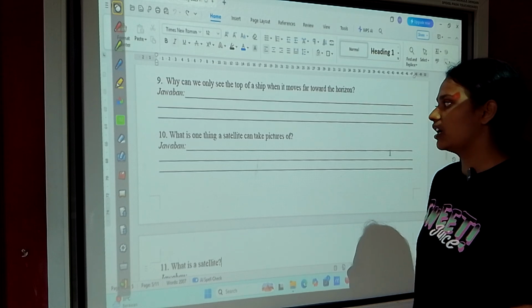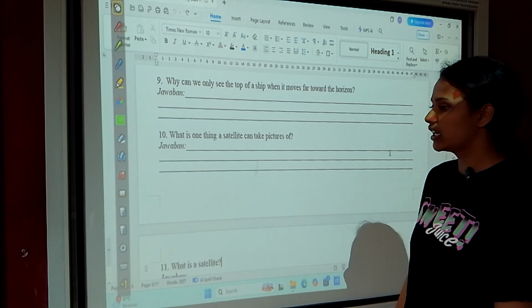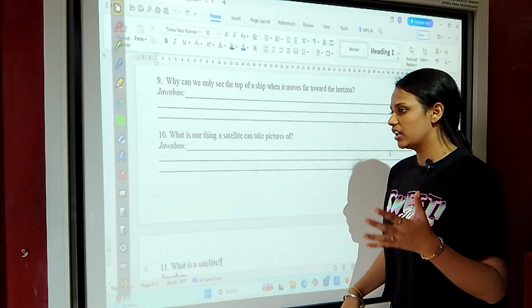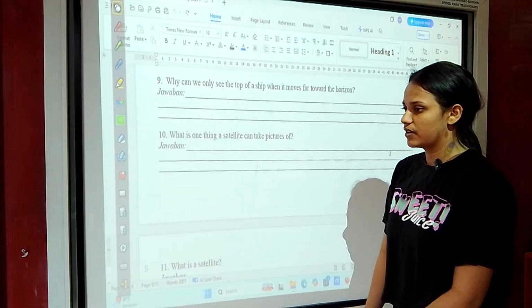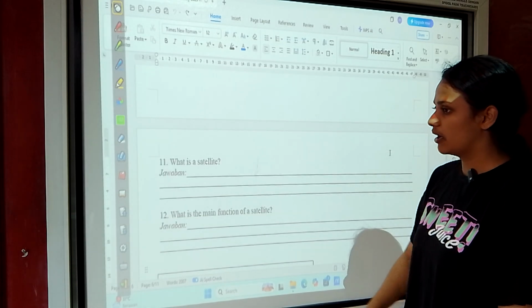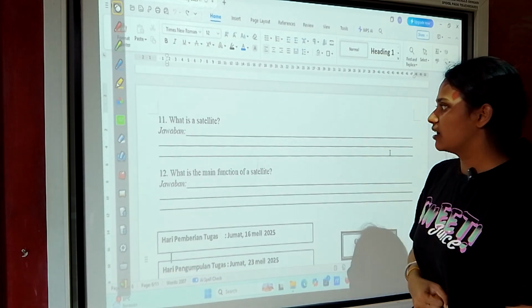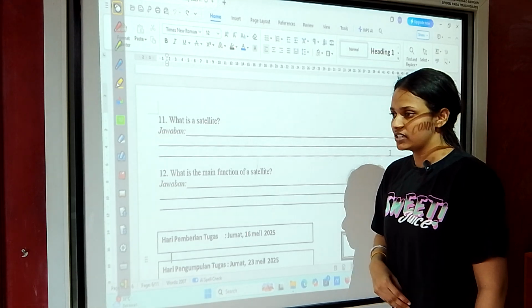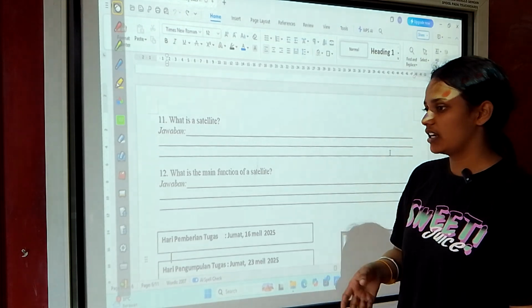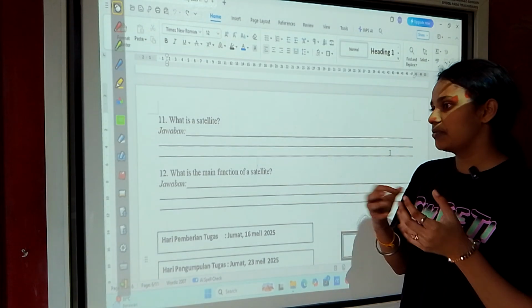Next. What is one thing a satellite can do? A satellite can take pictures of a planet, for example the Earth and other planets, and they orbit the Earth. What is a satellite? It is a human-made machine sent to space for navigation and to send or receive signals.